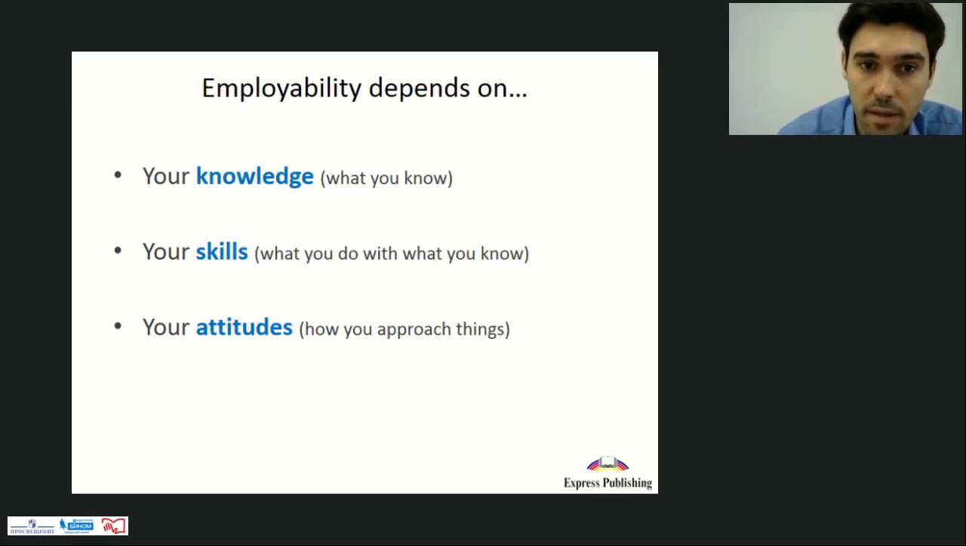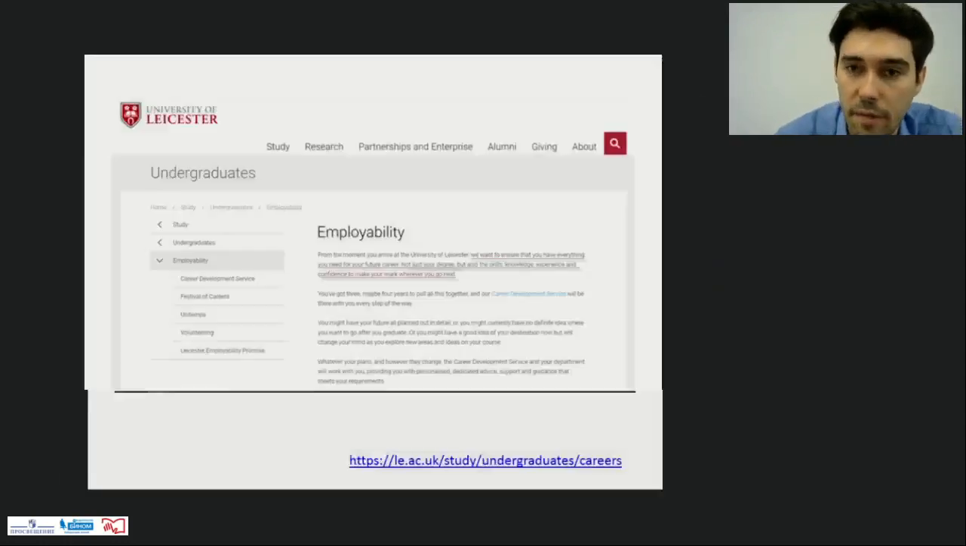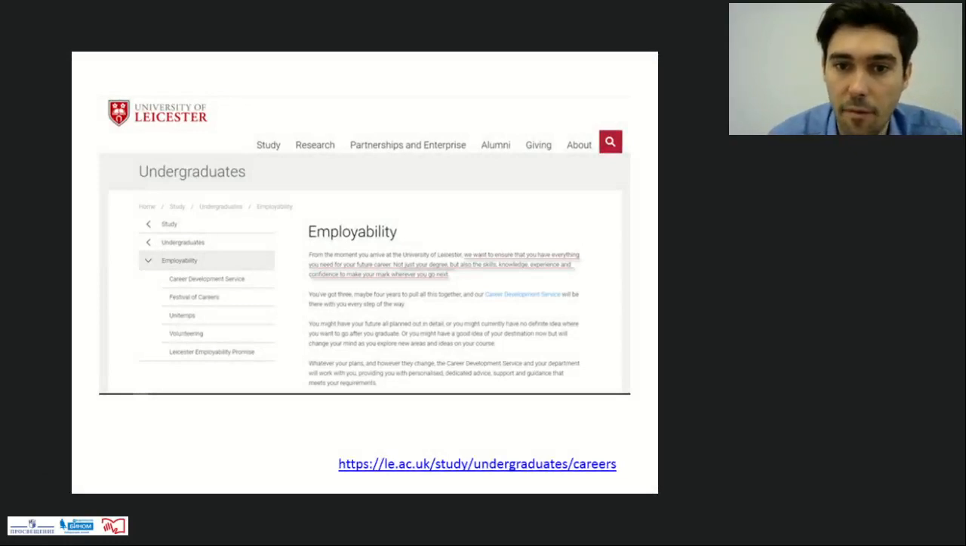One key example of this is that today many different universities that offer degrees have put more focus on employability. If we take a look at this sample taken from the University of Leicester's webpage, they have their own section just on employability. In the first section, I've underlined in red that at the University of Leicester, we want to ensure that you have everything you need for your future career, not just the degree, but also skills, knowledge, and experience, and confidence to make your mark wherever you want to go. So we can see here that many universities also share this opinion that employability is more than just a degree.